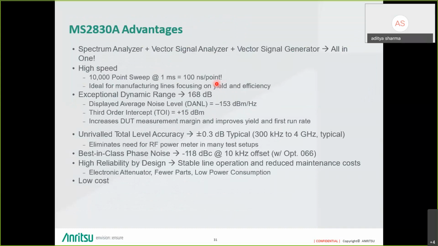It's a very high speed instrument, so it can go up to 10,000 point sweep per millisecond. The dynamic range is very good. It has a dynamic range of 168 dB. If I talk about the displayed average noise level, DANL, it is minus 153 dBm per hertz. Third order intercept is plus 15. Accuracy of the receiver is 0.3 dB typical. It has best-in-class phase noise of minus 118 dBc at 10 kilohertz. Along with that, it's a very cost effective instrument, if I may say so.